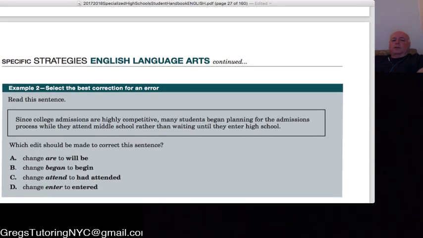Okay, so now the previous was basically about a paragraph. The revising and editing section also has it just about sentences. So we're going to deal with this sentence. So since college admissions are highly competitive, many students began planning for the admissions process while they attend middle school rather than waiting until they enter high school.